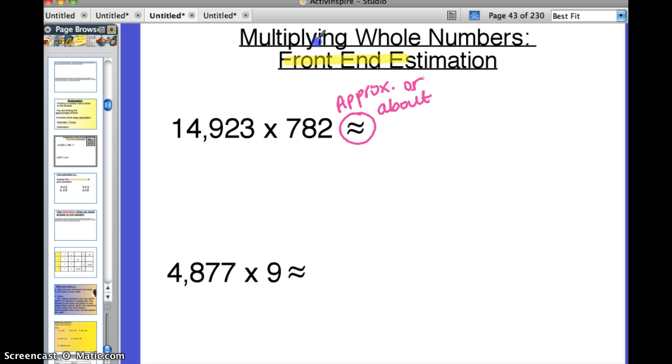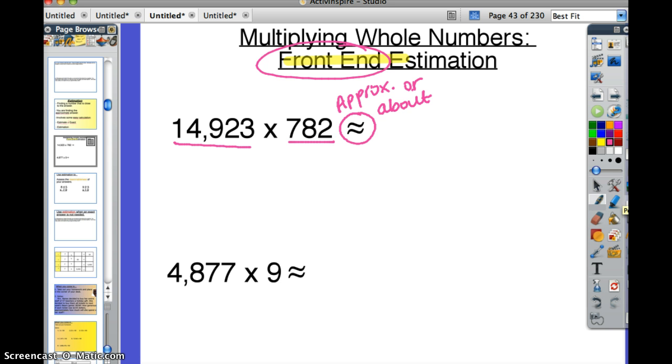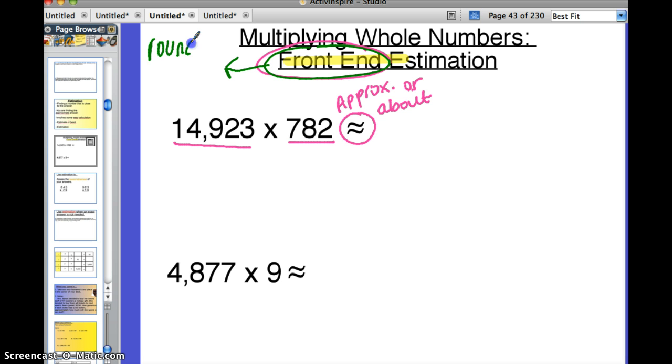Now, here's where this name comes in. When we're rounding, we create for ourselves a lot of empty place values, which is good. We want to make numbers easier to work with. So we're going to make both of these numbers easier to work with by rounding them off to the front end. What that means is the highest place value. So front end actually means that we're going to round to the highest place value, which actually is, I guess, on the front end of the number, right? The reason being is that we want to have as many empty place values as possible to make the calculation that much easier on us.